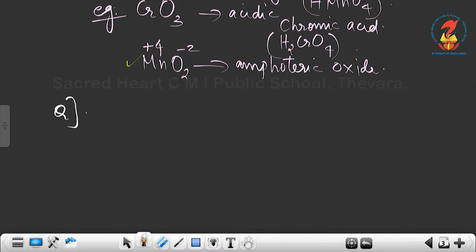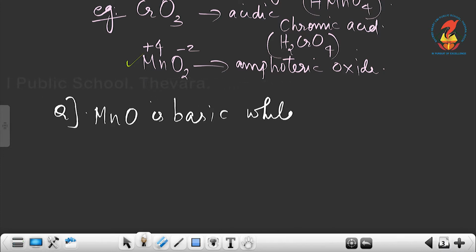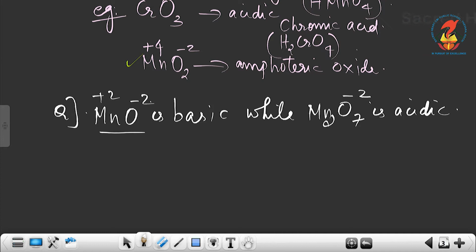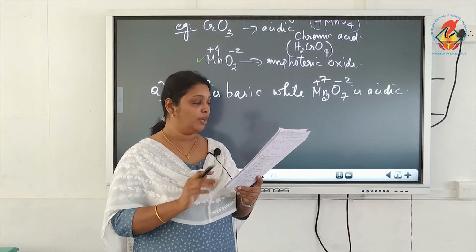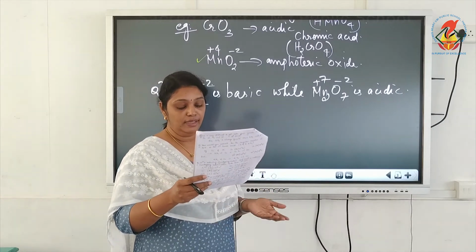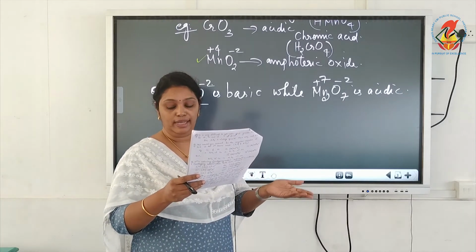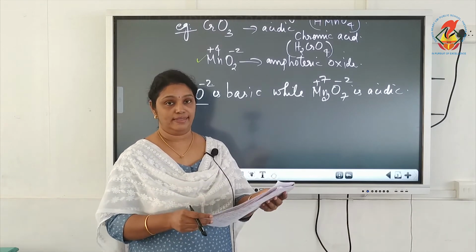this is the question. MnO is basic while Mn2O7 is acidic in nature. Now MnO is basic because in MnO the oxidation number of manganese is +2 and in Mn2O7 the oxidation number of manganese is +7. We know that the higher the oxidation number, the more acidic in nature, because in higher oxidation number they cannot lose electrons, they can only accept electrons and act as acid.